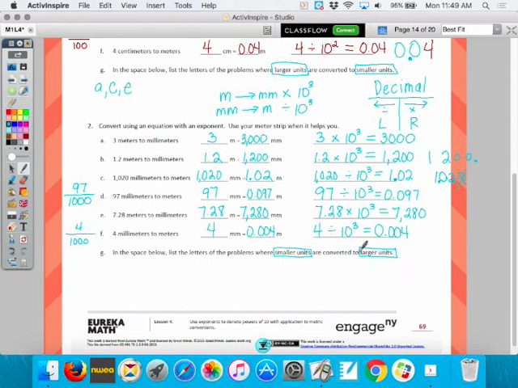It says, in the space below, list the letters of the problems where smaller units are converted to larger units. So smaller units, which ones are the smallest unit? The millimeters or the meters? Millimeters. Okay? So wherever you see millimeters first, that's going from small to large. So small units to larger units. So we've got C, D, and F.